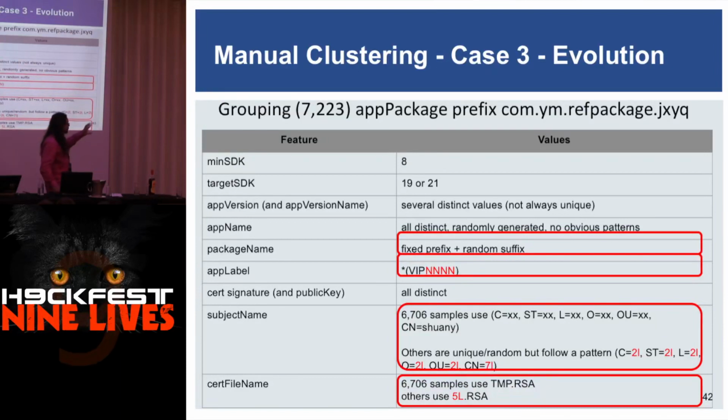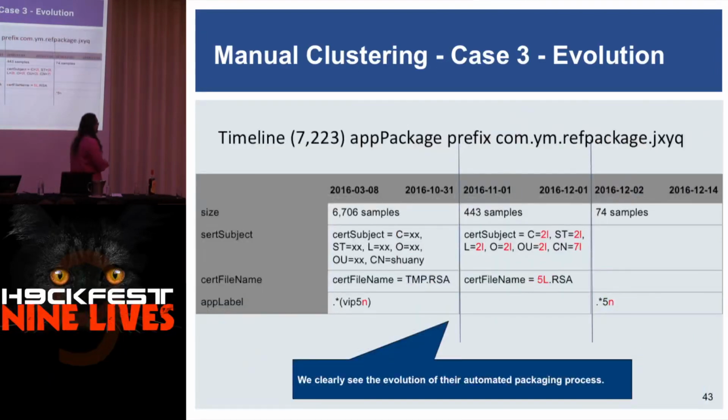And if we throw this data into a timeline, what we see, so I'm going to jump off the stage here. The first line here is the cut in the subject name. Prior to that line, the subject name was the same. After that line, the date is October 31st of 2016, they changed the way they generate the subject name for their malware. They also changed the way they generate the certificate file name, so they went from temp.rsa to 5 random letters .rsa.